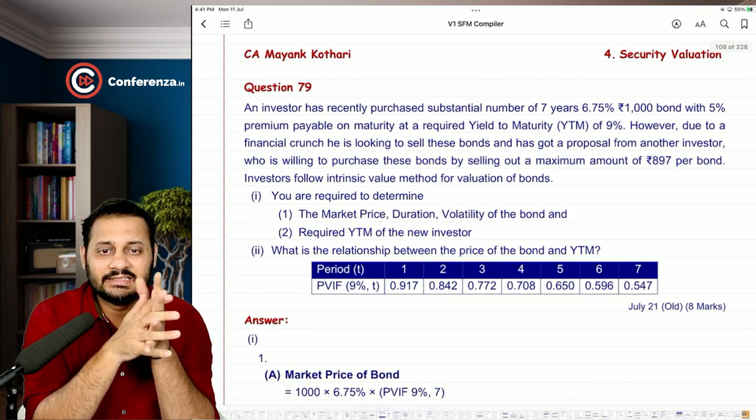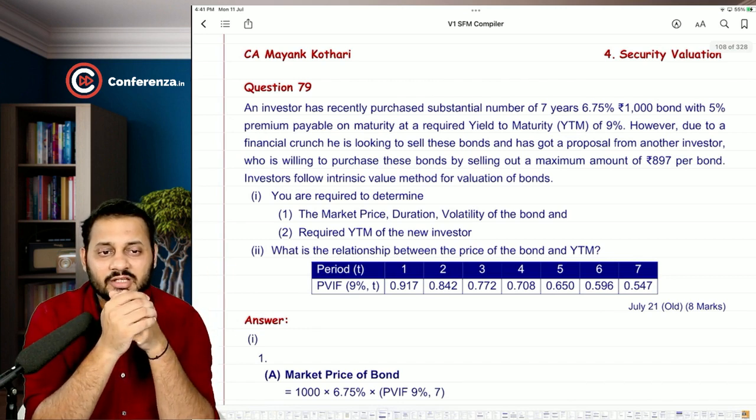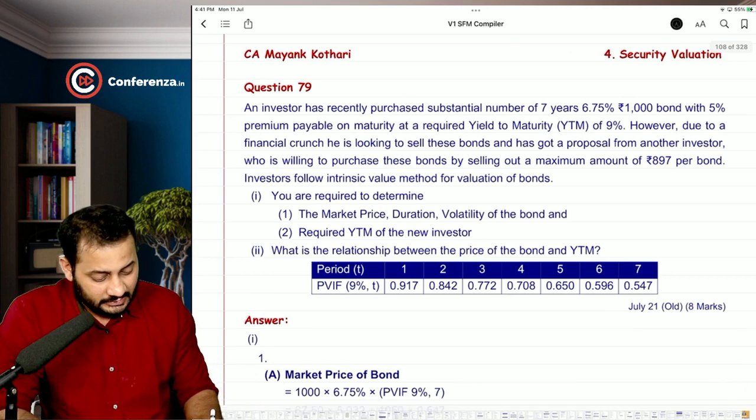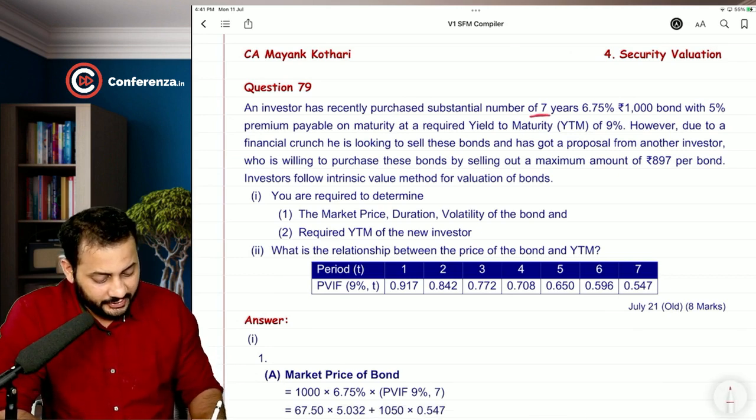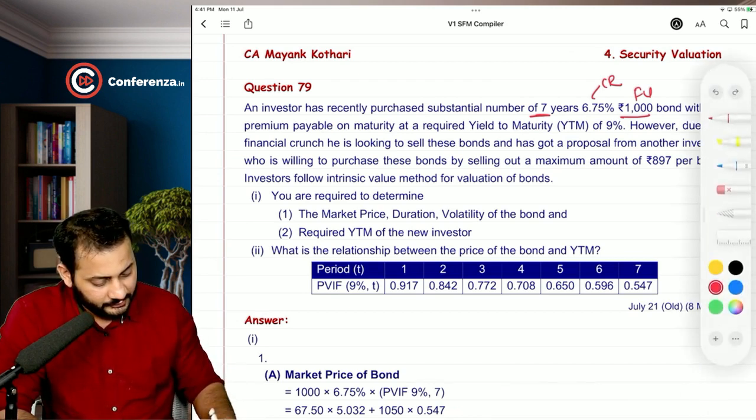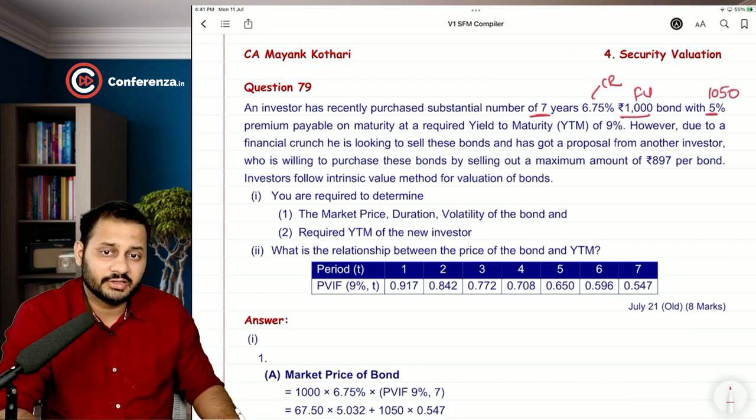An investor has recently purchased a substantial number of 7 years 6.75% 1000 rupees bonds with 5% premium payable on maturity. It is not redeemed at par. Okay, first of all, this is the original maturity. This is going to be the coupon rate. This is the face value. 5% premium means it will be redeemed at 1050 rupees. Am I right? It will be redeemed at 1050 rupees at maturity after 7 years.